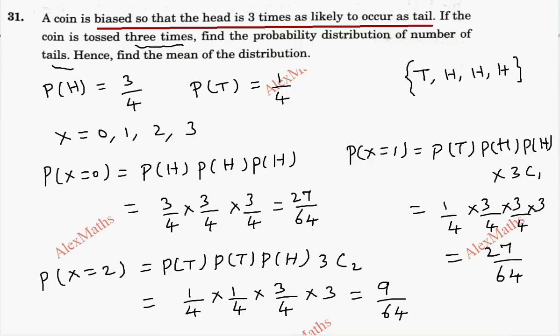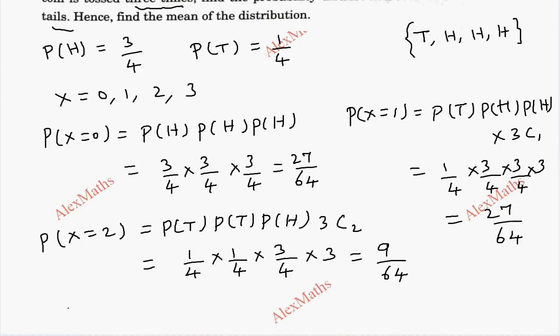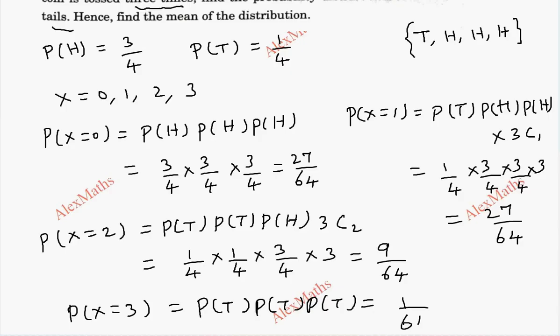Finally, we have P of x equal to 3. It means all the three are tails. So P of t into P of t into P of t, which is 1 by 4 into 1 by 4 into 1 by 4, which is 1 by 64.